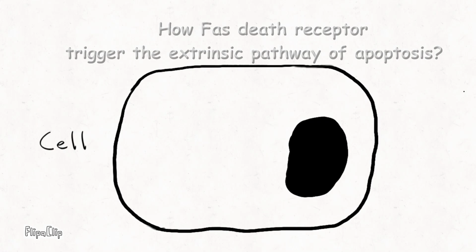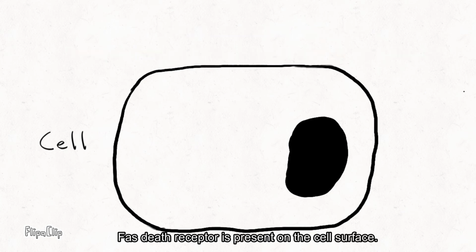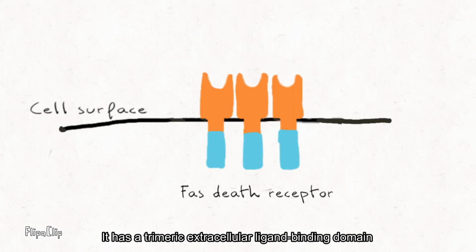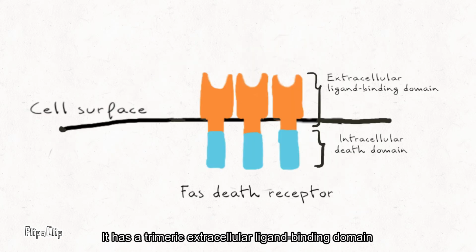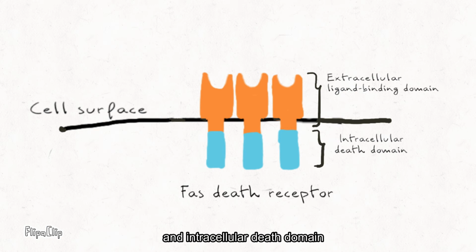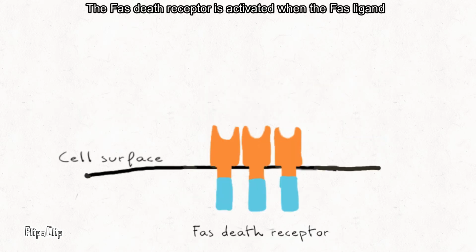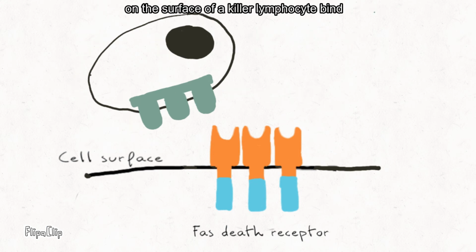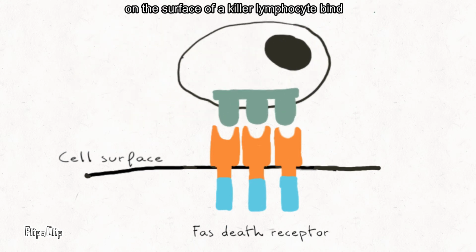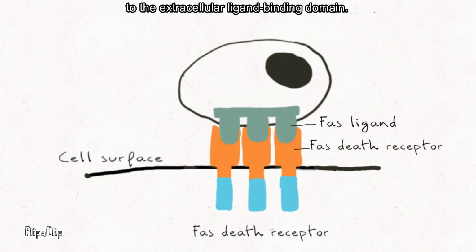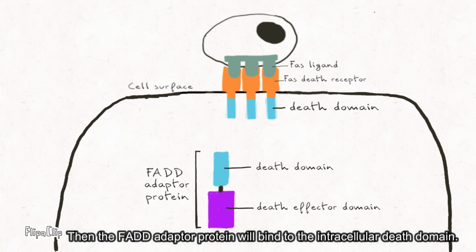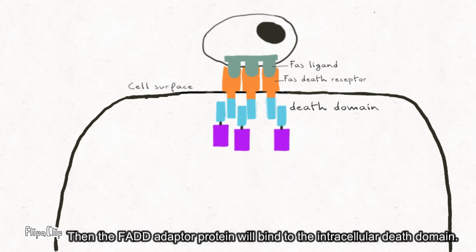How does the FAS death receptor trigger the extrinsic pathway of apoptosis? FAS death receptor is present on the cell surface. It has a trimeric extracellular ligand binding domain and an intracellular death domain. The FAS death receptor is activated when the FAS ligand on the surface of a killer lymphocyte binds to the extracellular ligand binding domain. Then, the FADD adapter protein will bind to the intracellular death domain.